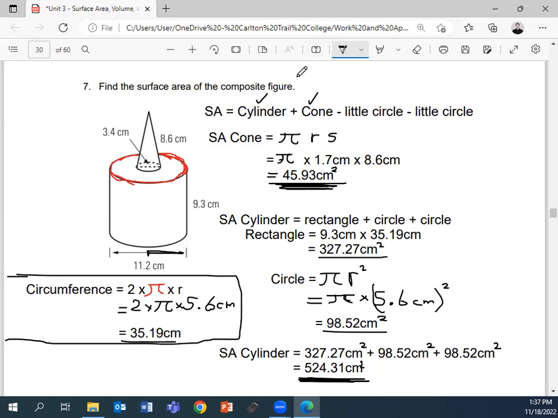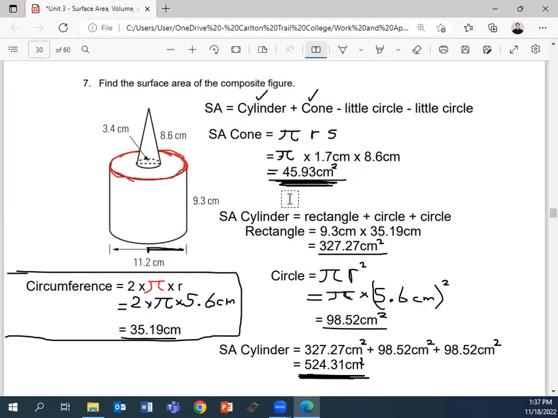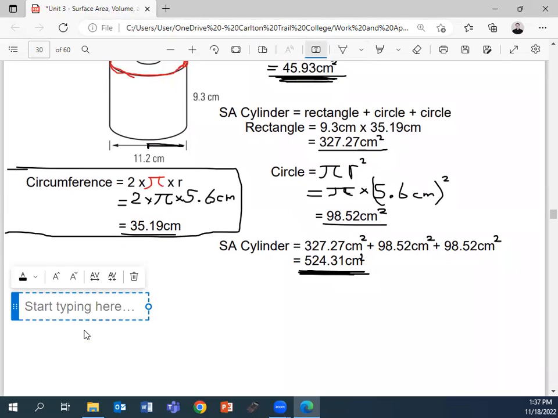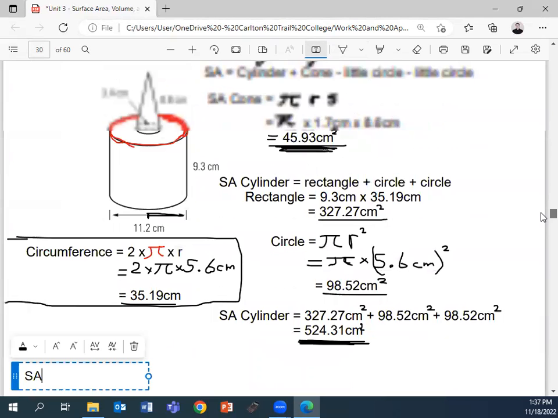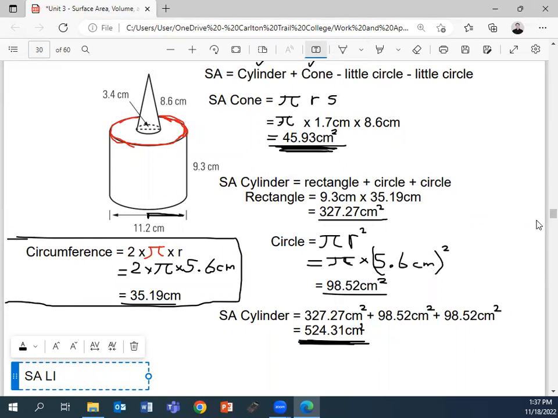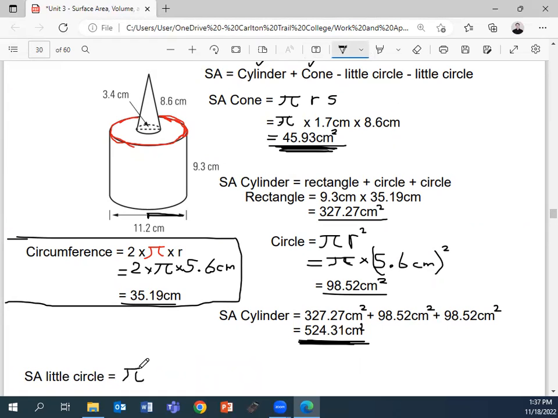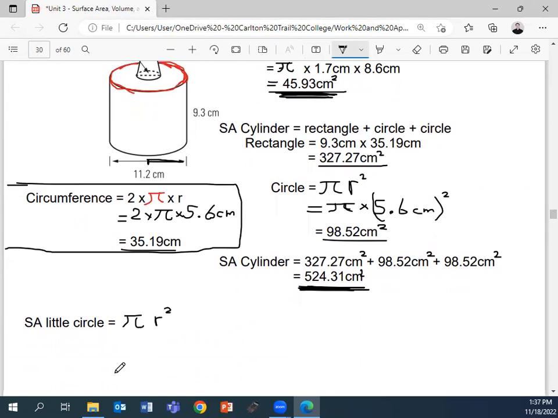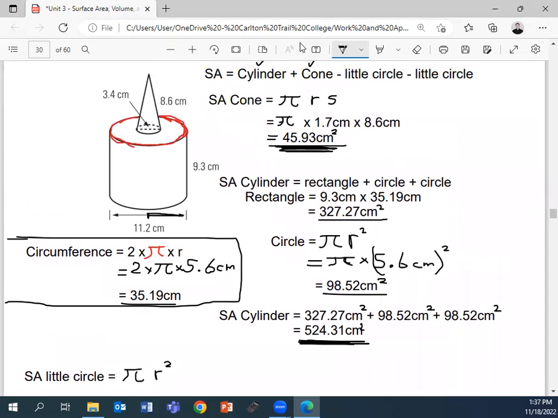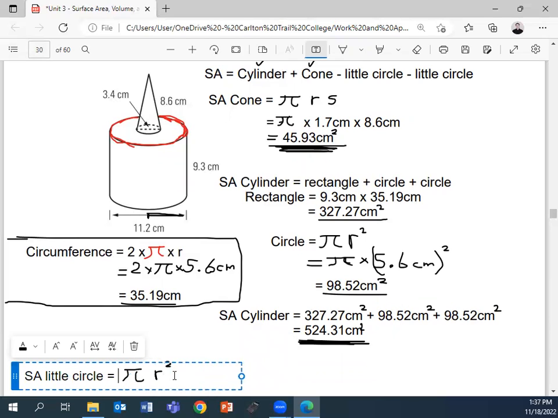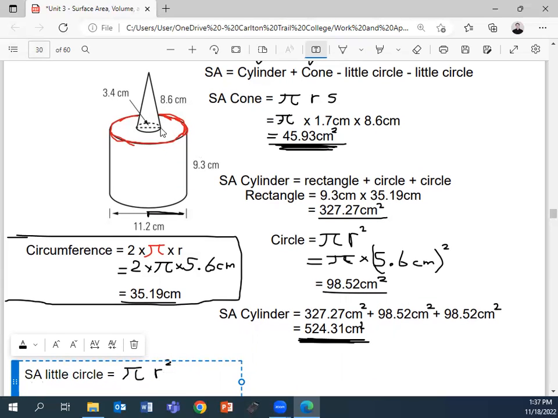So now I need to figure out the area of what? The little circle, yeah. How am I going to do that? Surface area of the little circle equals what? I know the formula for the area of a circle. It's just pi r squared. I'm just going to write that in really quickly. I know what that is, but what is the radius of it? 1.7, right? Half this little thing.